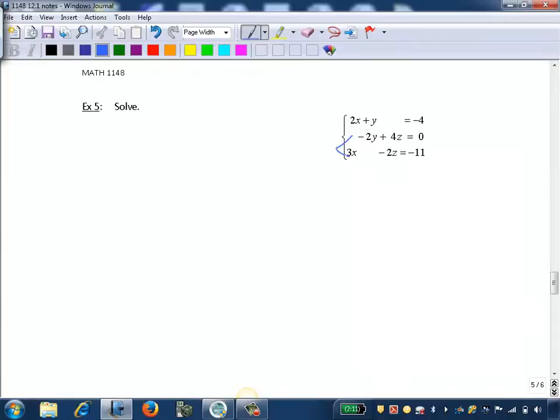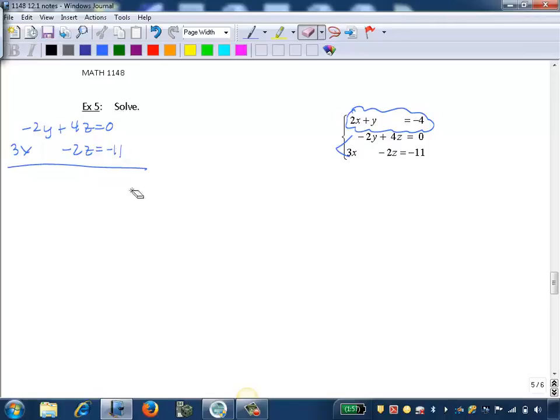Since the first equation's missing z, I'm going to pair up the other two to eliminate z from those, and leave this one just as it is because it already has the z's eliminated. So I'll rewrite the second and third equations, -2y plus 4z equals 0, and 3x minus 2z equals -11. When you write these, you want to keep the variables lined up. So x and y are not like terms, so I'll put them in separate columns, and I'll put the z's in the same column and the constants in the same column.